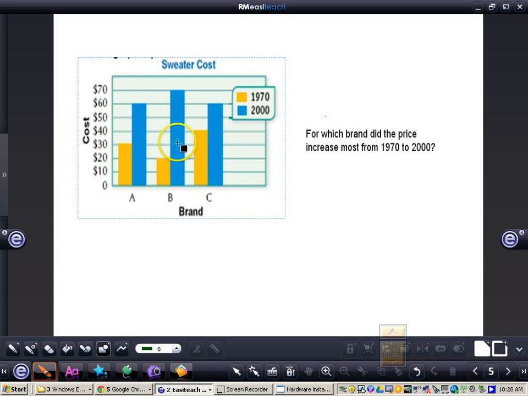Brand B, $20 to $70. Okay, that would be a $50 increase. $40 to $60, that would be a $20 increase. So we can see, just based upon the double bar graph, which brand did the price increase the most from 1970 to the year 2000. We could say that brand B increased the most from 1970 to the year 2000.